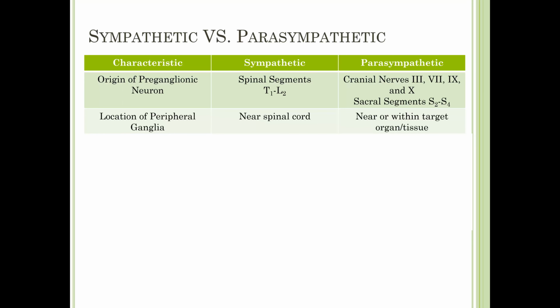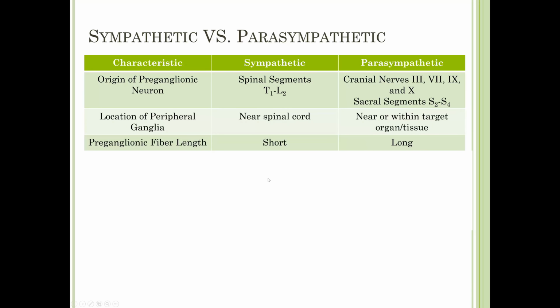In the sympathetic system, it's going to be near the spinal cord in the chain ganglia and collateral ganglia. The one exception is the medulla of the adrenal gland. In the parasympathetic division, the ganglia are going to be near or within the target organ and tissue. If it's near it, it's called a terminal ganglia. If it's within it, it's called an intramural ganglia.